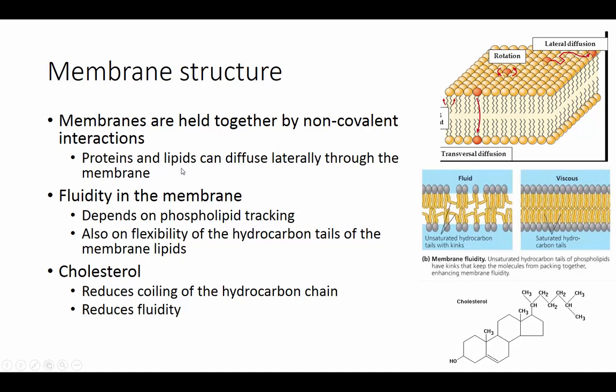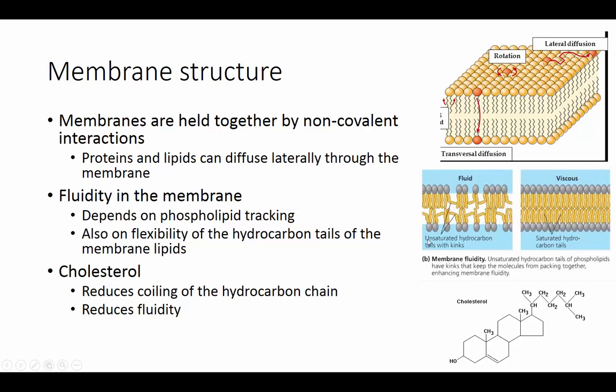Proteins and lipids can diffuse laterally, and they can rotate. They don't do so much of this transversal diffusion without protein help, but they can certainly rotate around where they are. They can laterally diffuse to a new place, and this shows a lipid doing that; proteins can do that as well. So they can diffuse laterally through the membrane. And then we say the membrane has fluidity. How much fluidity it has depends on the phospholipids that are in it.